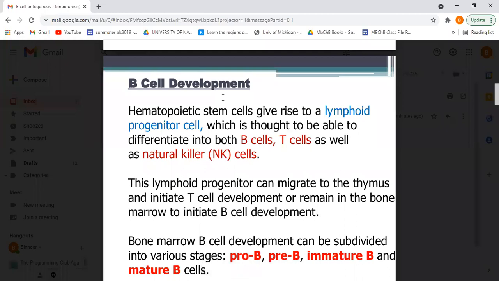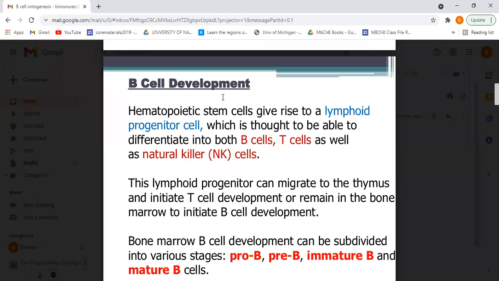Now, from the hematopoietic stem cell, which is the master or the origin of these immune cells, it gives rise to lymphoid progenitor, and also there is the other one, myeloid progenitor, which gives rise to other granulocytes. But we talk about the lymphocyte progenitor, which gives rise to three cell populations, that is the B cells, the T cells, as well as the natural killer cells. And our concentration now, we are looking at the B cells.